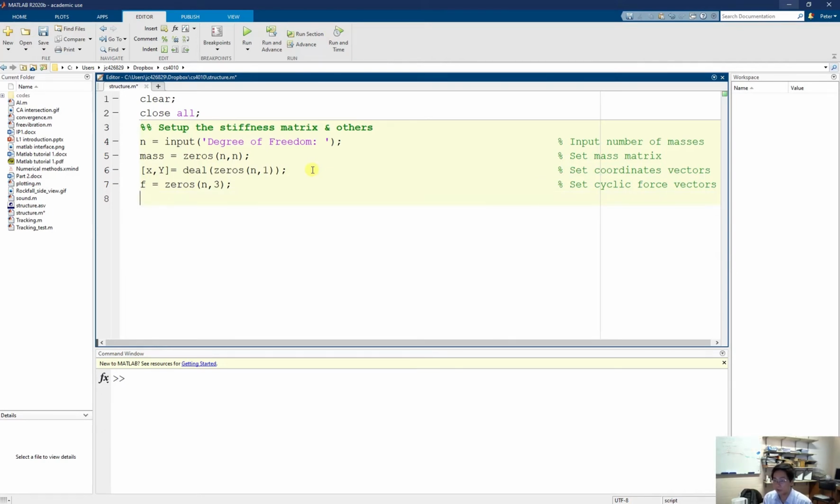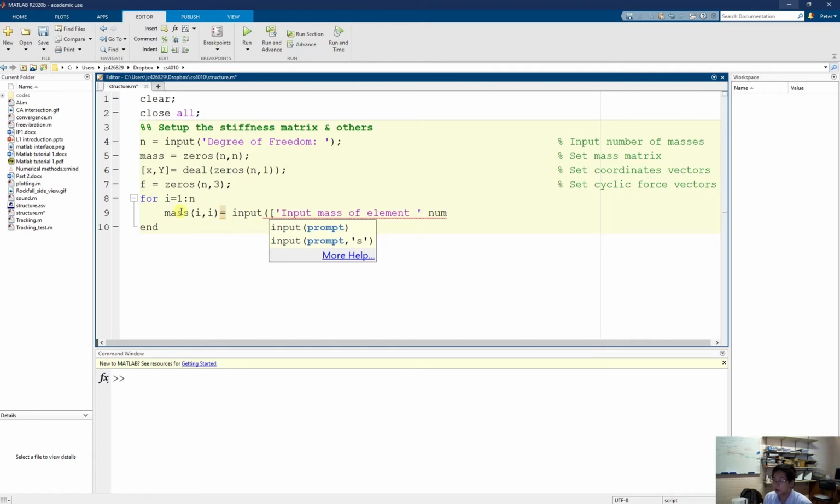Now, when I already know the degrees of freedom, I can start inputting the parameters. So for i equal to 1 to n. I don't need the step here because the step is defined by 1. So I have mass(i) equal to input. It should be input mass of element number, i, so num2str of i.